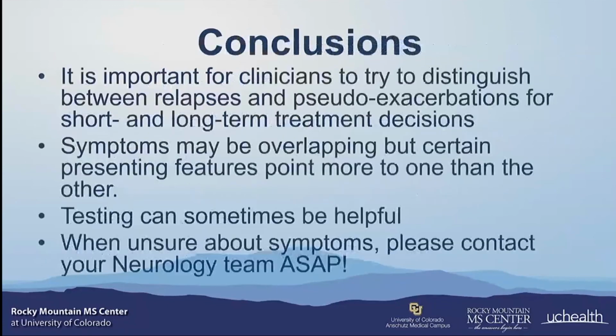So in conclusion, I'll say that it is very important for us to try to distinguish between relapses and pseudo-exacerbations, mostly because there is a difference in terms of how we would treat them in the short term and especially in the long term as far as disease-modifying therapies. The symptoms, numbness, weakness, imbalance, and so forth, may be overlapping between the two, but there are certain features that might point more to one than the other. For instance, whether a person is having other infectious symptoms or whether they've had that particular symptom before. And when we're not sure, we often will do testing after the evaluation.